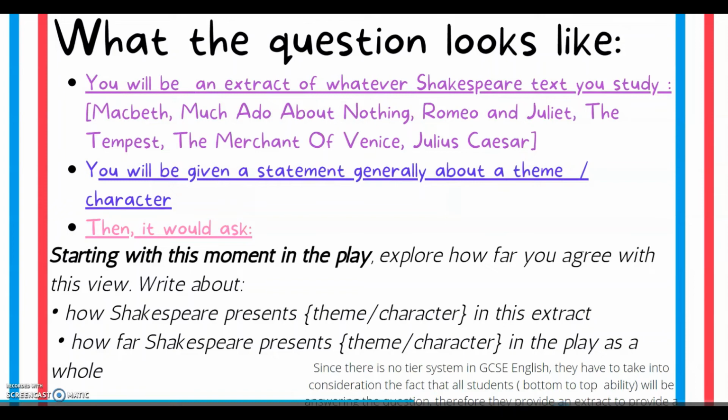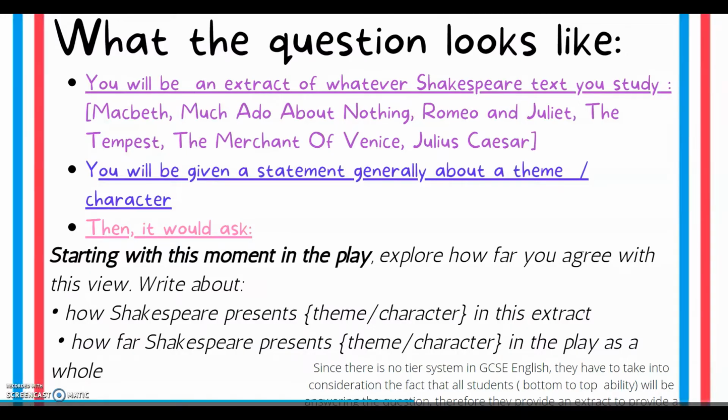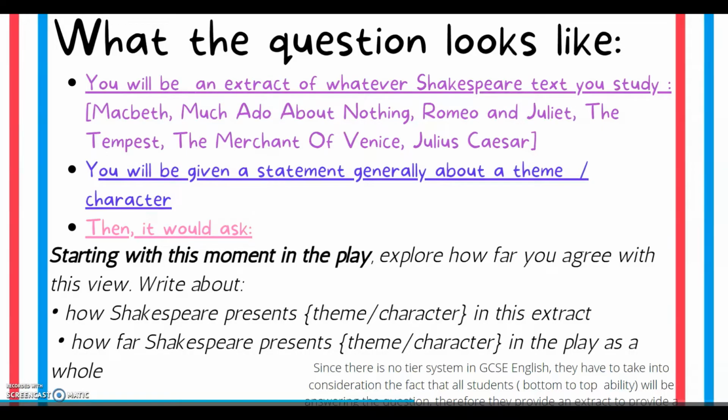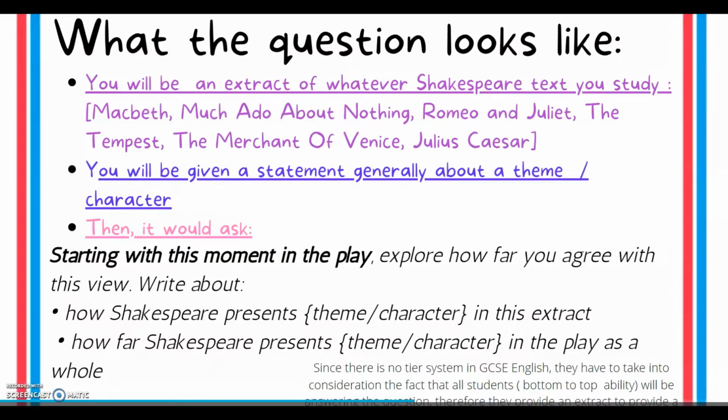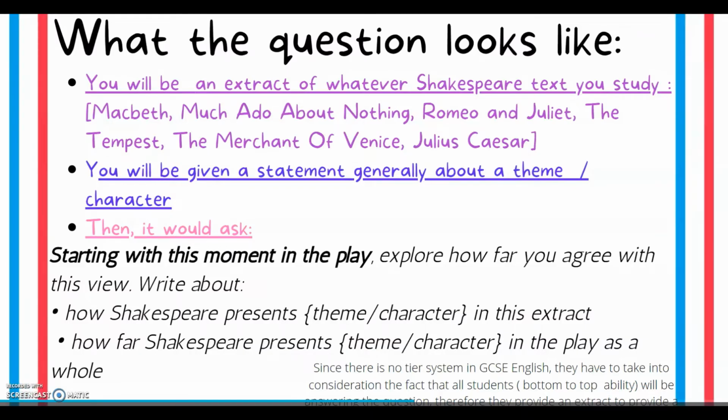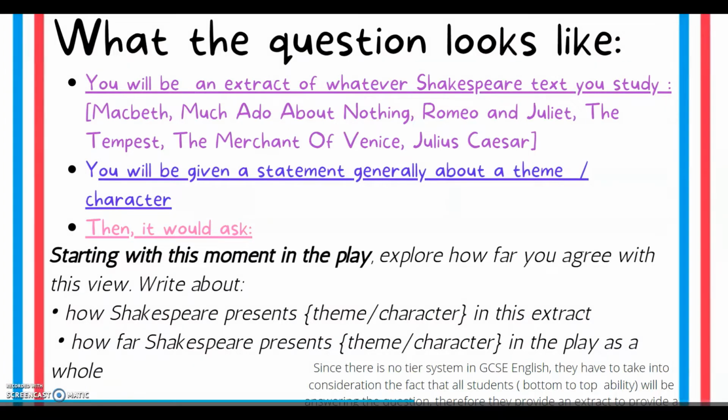Okay. Moving on to the next slide, which is what the question actually looks like. So you'll be given an extract of whatever Shakespeare text you study. This will either be Macbeth, Much Ado About Nothing, Romeo and Juliet, The Tempest, Merchant of Venice, or Julius Caesar. Then you'll be given a statement, generally about the theme or character you may have studied before. Then it would ask, starting with this moment in the play, explore how far you agree with this view. Write about how Shakespeare presents the theme or character in the extract, and then explore how far he presents it further on in the play.